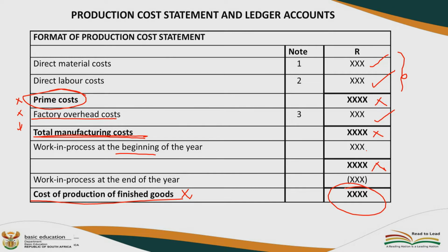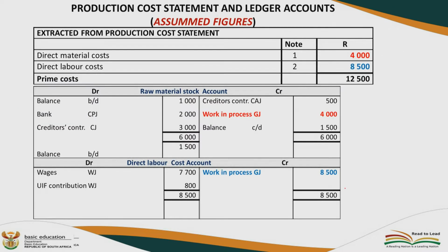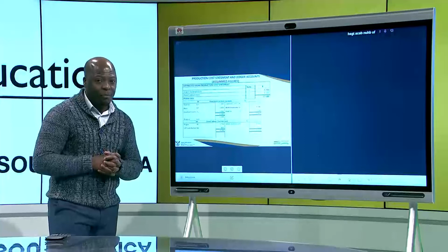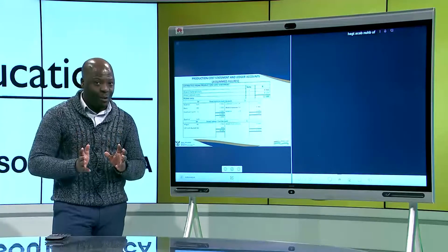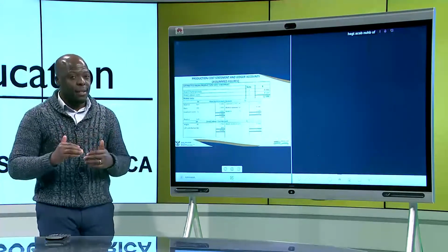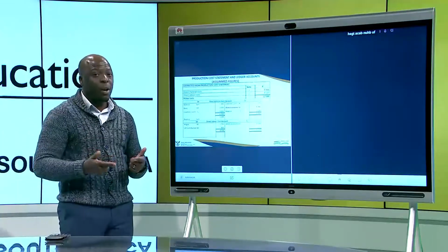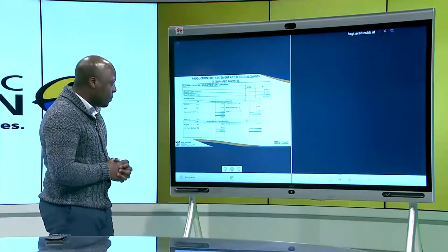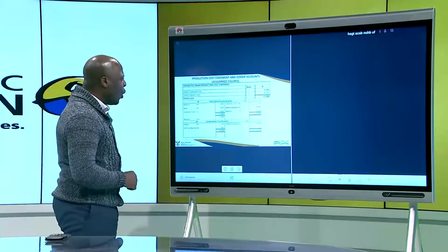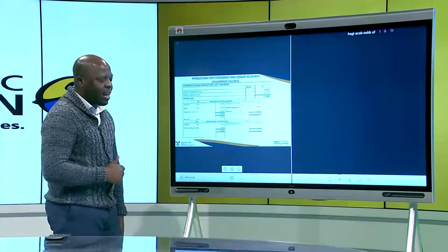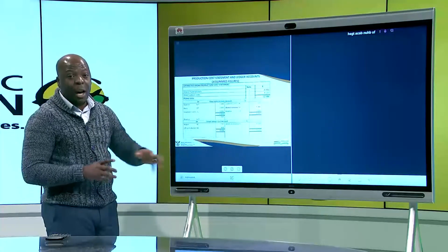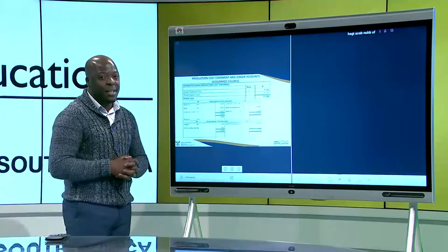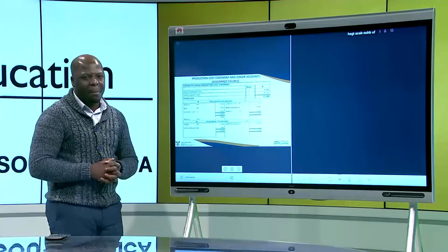Okay? Once you've understood this, I want to help you to relate what we did in grade 11 to what we are talking about here now. We did ledger accounts, the T accounts, so I want you to see the relationship on these accounts. In grade 11, we did the raw material stock account and the direct labor cost account. Boys and girls, please understand that all the figures I'm using here are assumed figures. It simply means I made them up, okay?